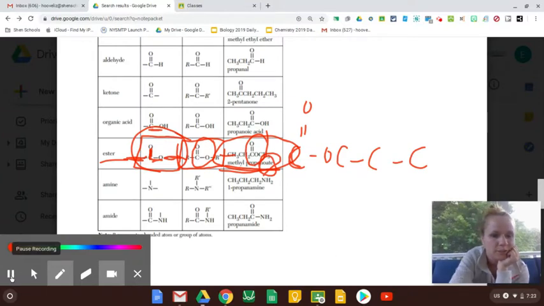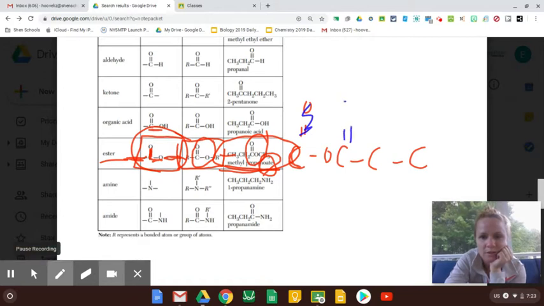Oops, sorry. I should have put this here so that it's in the middle of the chain. And there would be a little bond right there. Sorry, it's hard to draw.